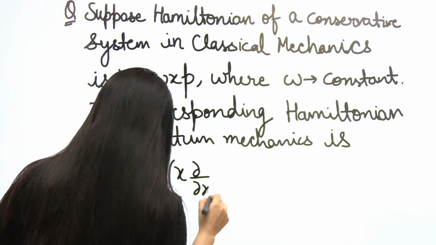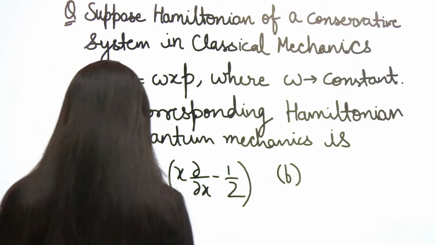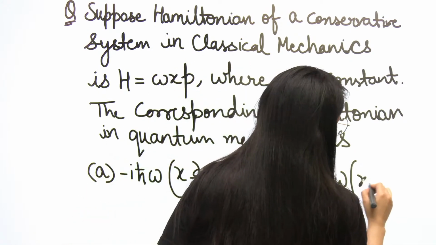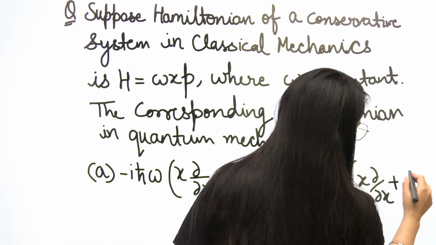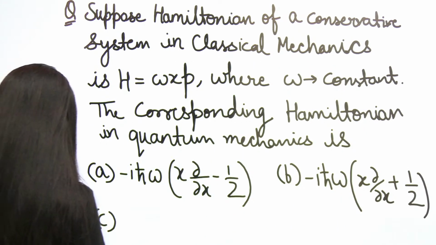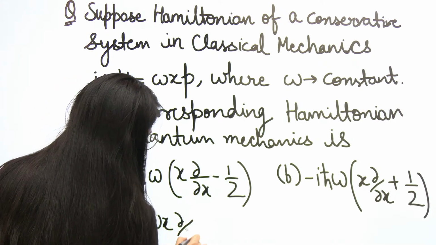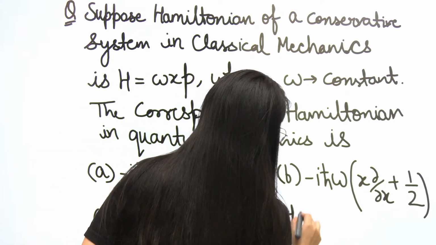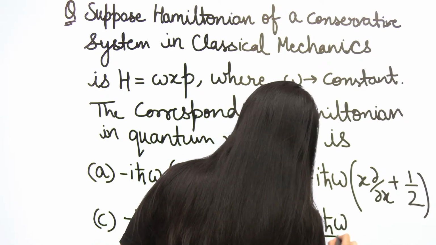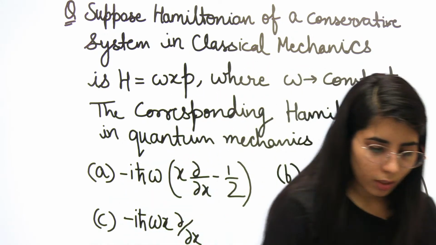Option A is x delta upon delta x minus half. Option B is minus iota h squared omega x delta upon delta x plus half. Then you are going to have option C as minus iota h squared omega x delta upon delta x. And option D is, that's going to be minus iota h squared omega upon 2 x delta upon delta x. Okay.